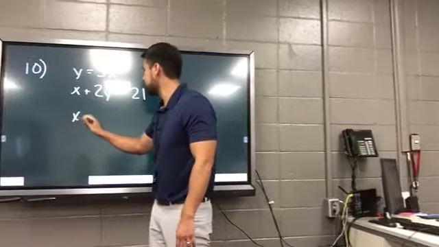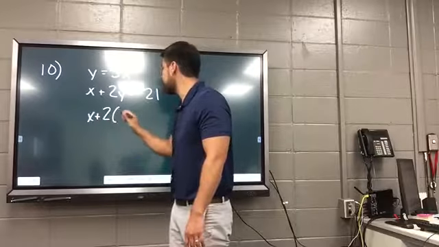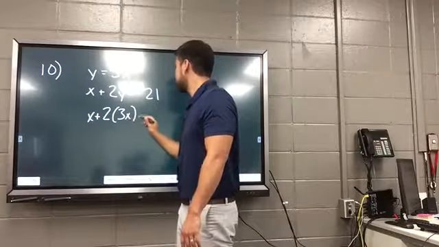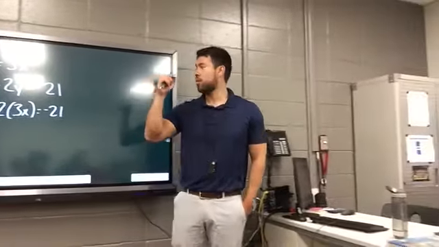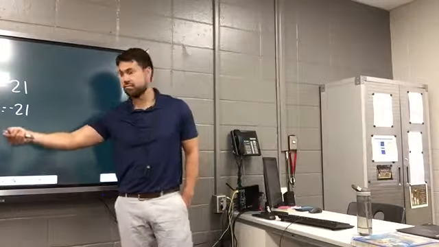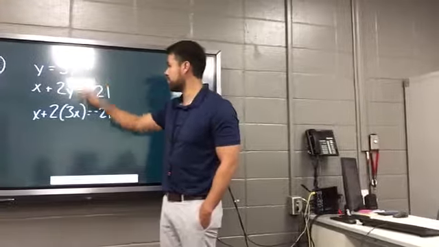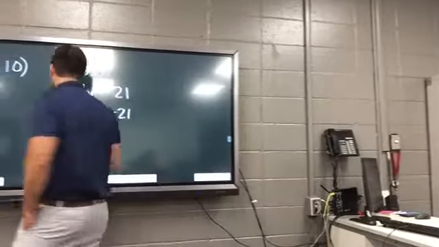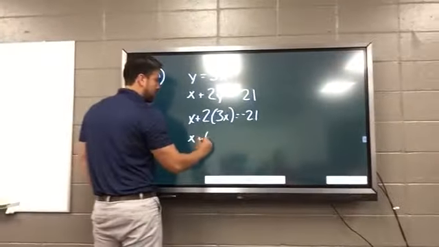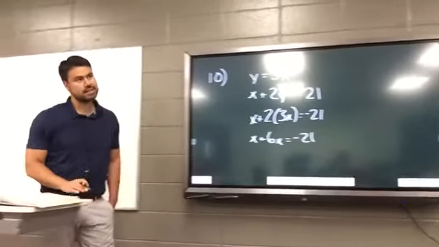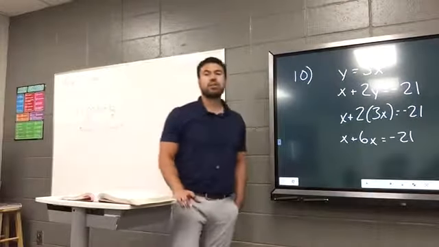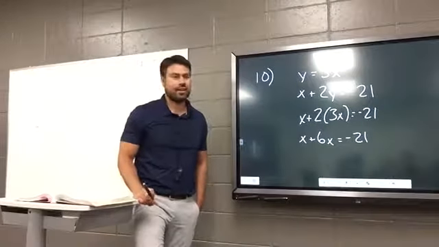So I'm going to put x plus 2 times 3x is equal to -21. So I substituted y with 3x. That's what I did. Instead of this y, I'm putting 3x. And then I can solve for x. Don't forget your order of operations, and be very careful with your signs. And then write your answer in a correct way.